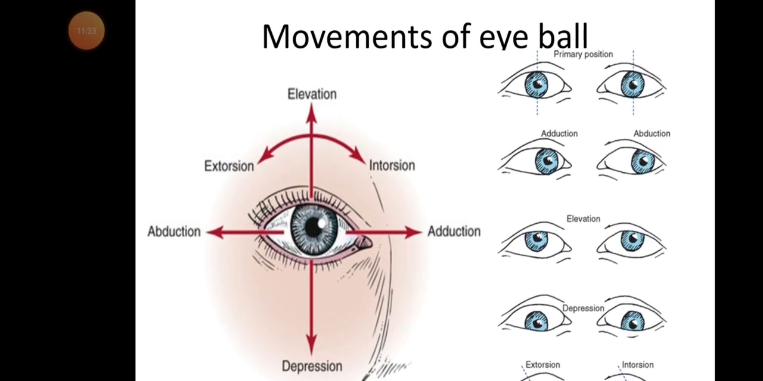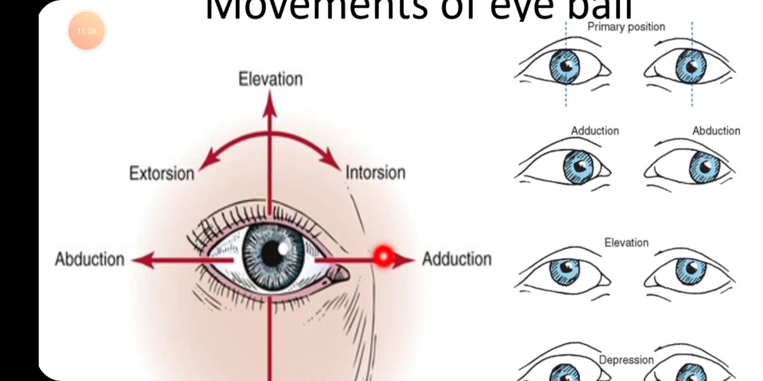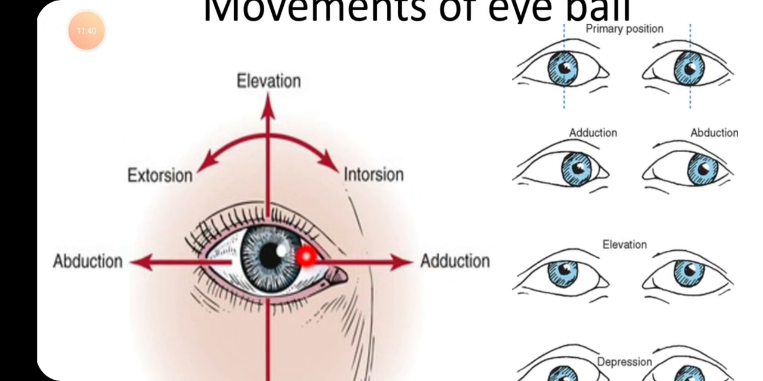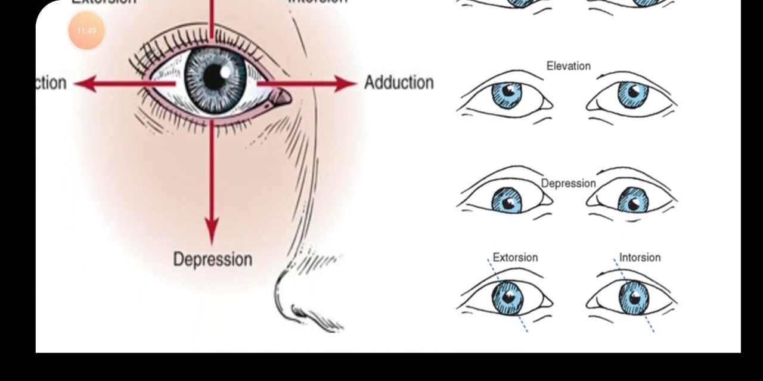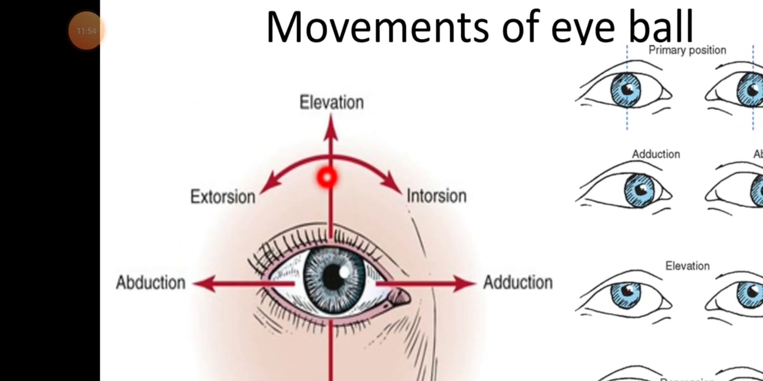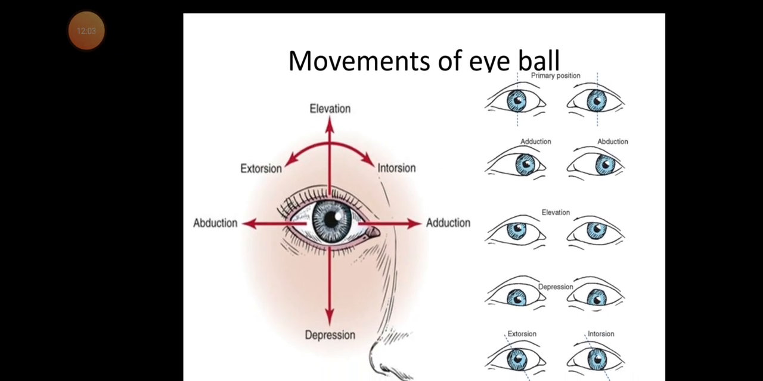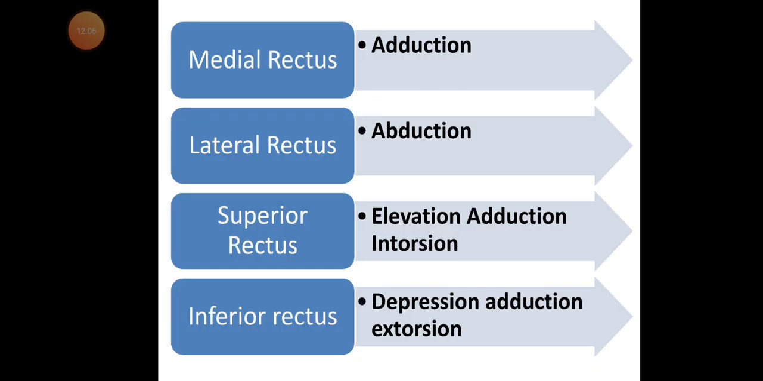See in this picture, movement of the eyeball towards the nasal side is called adduction. Movement of the eyeball towards the lateral side is called abduction. Movement upwards is called elevation. Movement downwards is called depression. Movement of the eyeball superolaterally is called extorsion, and movement superomedially is called intorsion. So these are the movements. Then it's easy to understand.